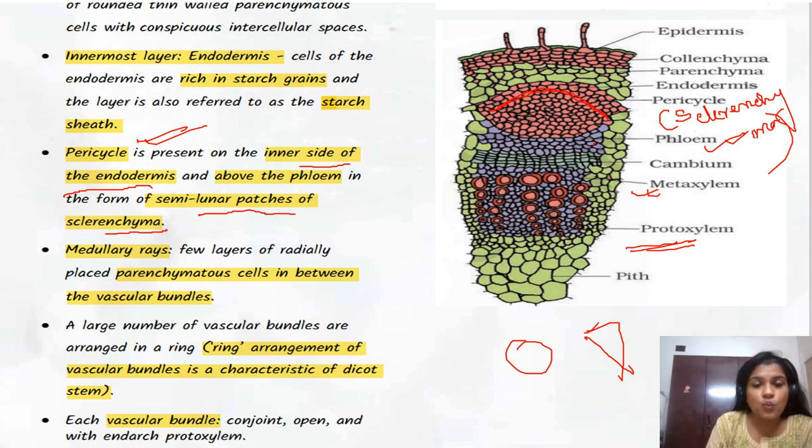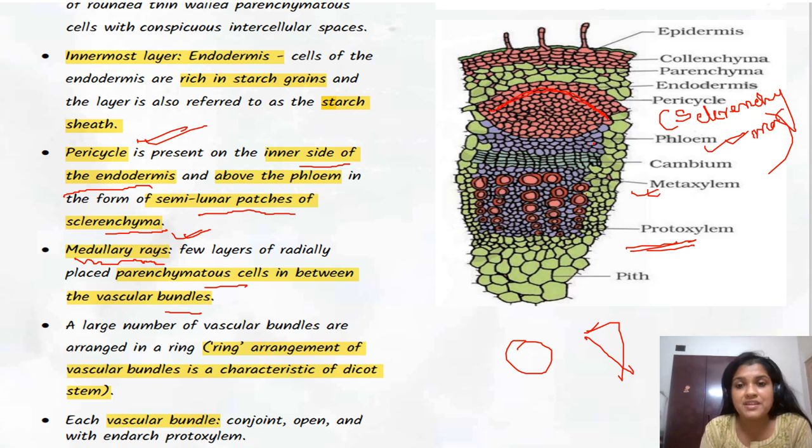Clear? Now, what are medullary rays? There is another term called medullary rays. These are few layers of radially placed parenchymatous cells in between the vascular bundles, and these are known as medullary rays. These are this part. It's clear? This is phloem, these are xylem, this is cambium, and these are medullary rays. Okay.